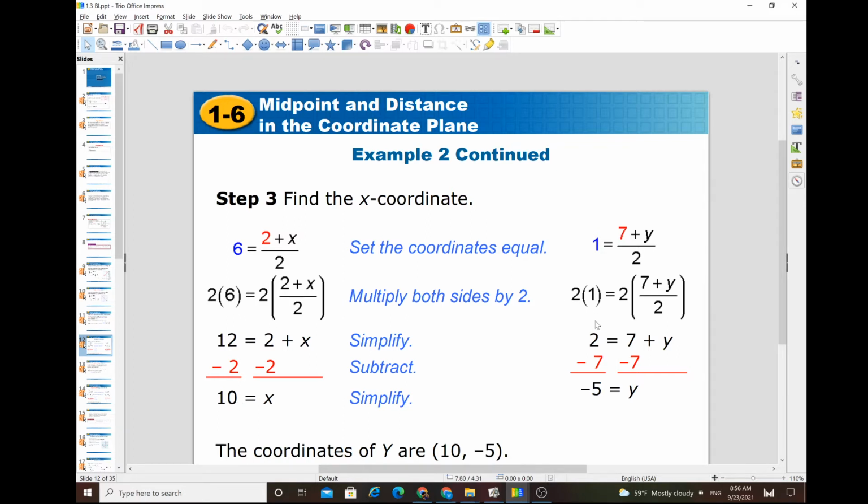And then the same thing happens with the y coordinate. So 7 plus y over 2 equals 1. So you want to solve for y. Basically we just want to do this separately, so we'll be able to solve for x and y. Multiply by 2 on both sides, so we have 2 equals 7 plus y. Subtract 7, so y equals -5. So (10, -5) is the other endpoint.